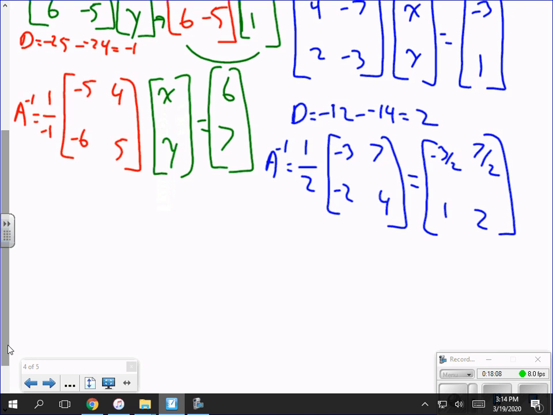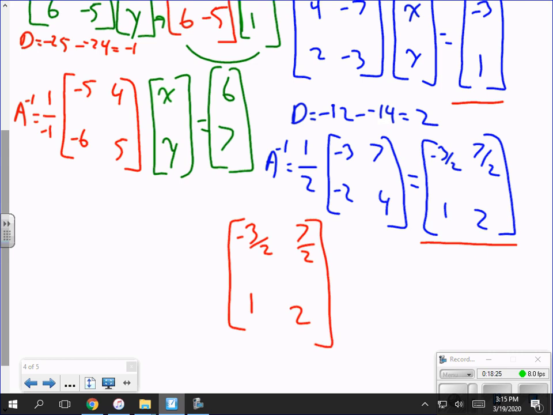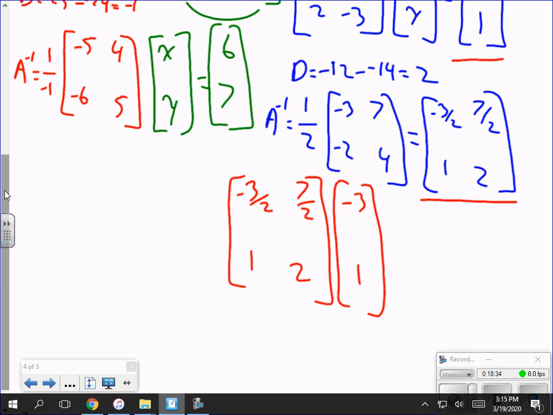And then to find my solution, to figure out what X is, I need to take A inverse times B. So I have -3/2 and 1 and 7/2 and 2 times -3, 1. And what do I get from doing that? Multiply across, multiply down. -3 times -3/2 is -9/2. 1 times 7/2. -9/2 plus 7/2 gives me -2/2, which is -1.